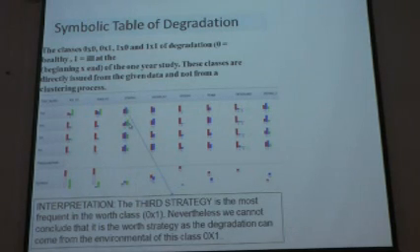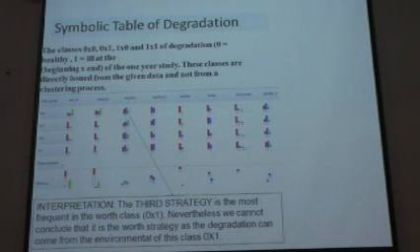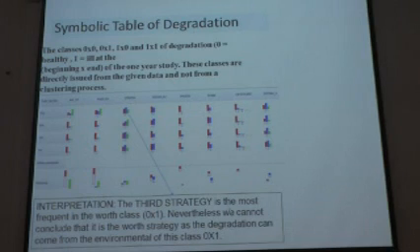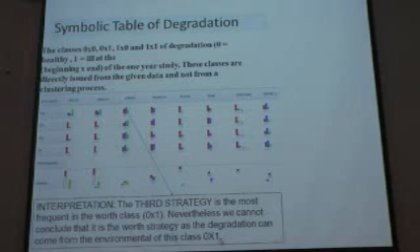So we could say very quickly, the third strategy is the worst, stop it. The strategy is the most frequent in the worst class 01. Nevertheless, we cannot conclude that it is the worst strategy, as the degradation can come from the environmental variables of this class 01. What do the environmental variables mean?